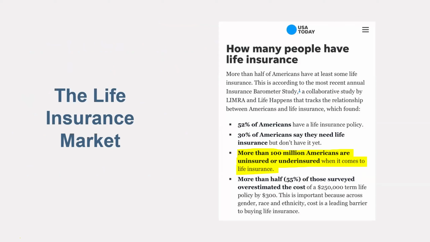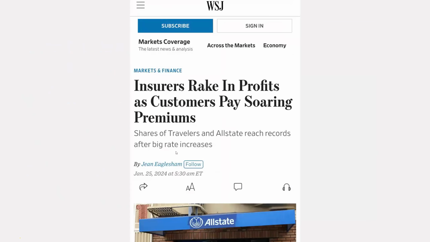There's 100 million Americans who are underinsured or don't have any insurance at all. 52% of people have a life insurance policy; half of them don't have it. This is a terrible situation. We want people to be protected.